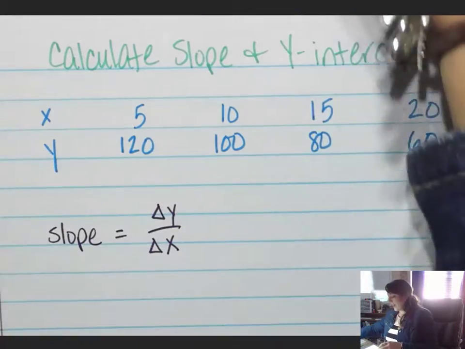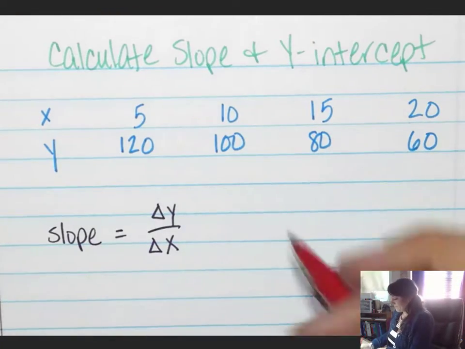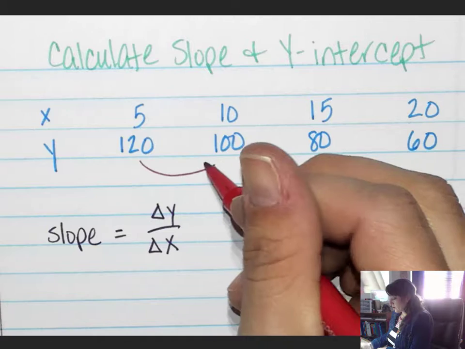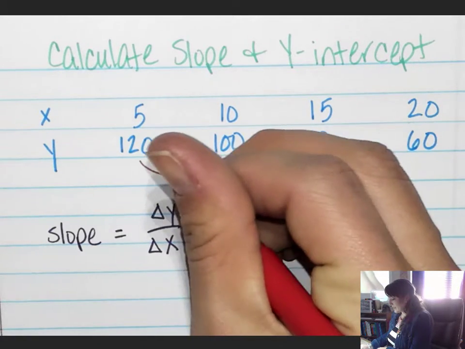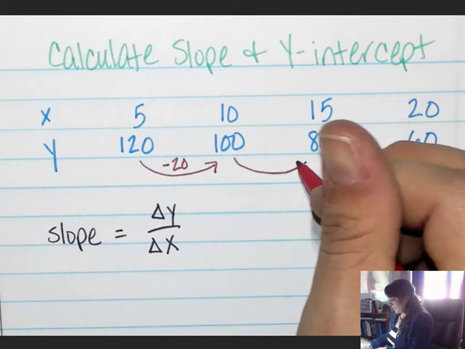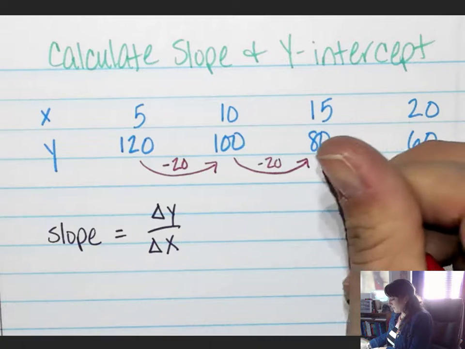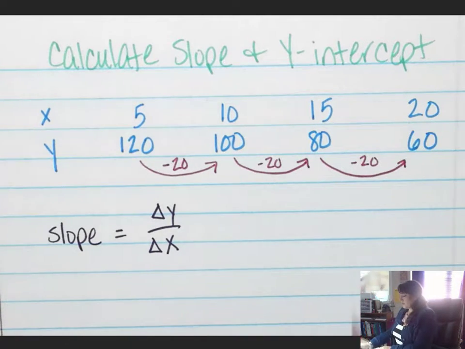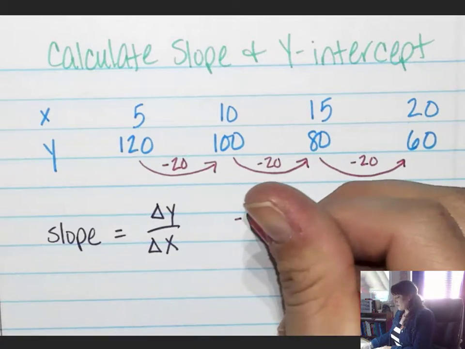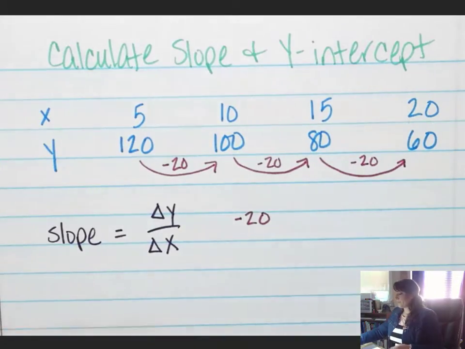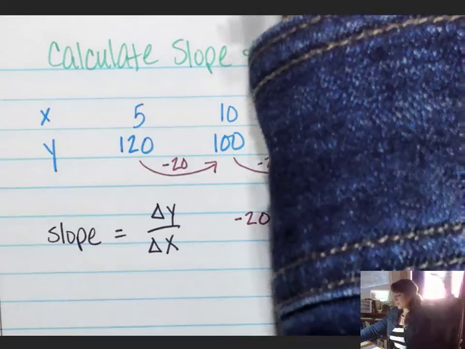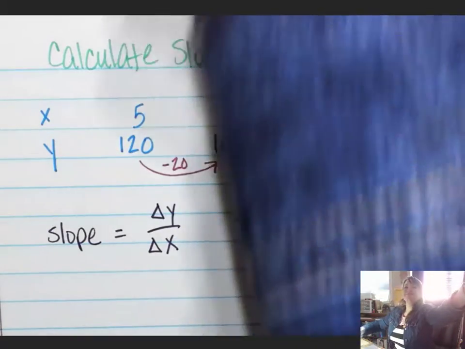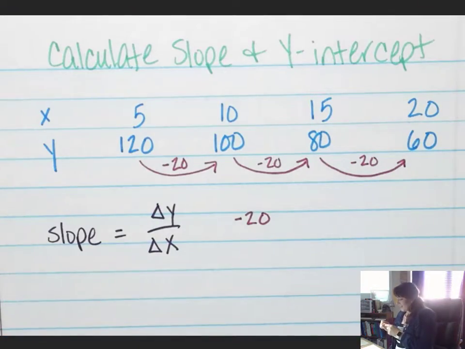So how much is y changing every time? How much? Minus 20. That's important. Minus 20. Minus 20. So y is changing minus 20 every time.